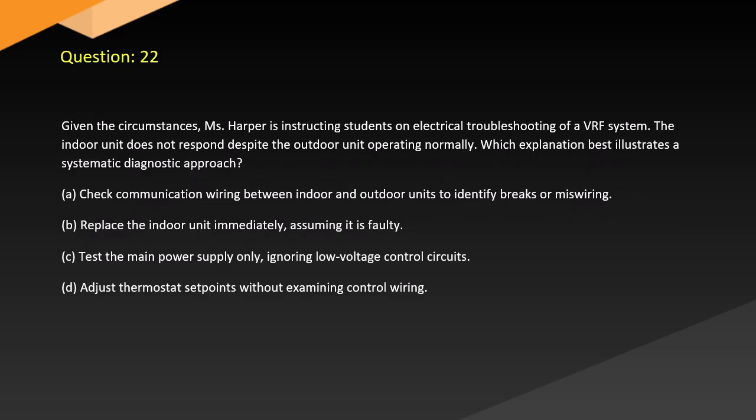Question 22. Given the circumstances, Harper is instructing students on electrical troubleshooting of a system. The indoor unit does not respond despite the outdoor unit operating normally. Which explanation best illustrates a systematic diagnostic approach? A. Check communication wiring between indoor and outdoor units to identify breaks or miswiring. B. Replace the indoor unit immediately, assuming it is faulty. C. Test the main power supply only, ignoring low voltage control circuits. D. Adjust thermostat set points without examining control wiring.